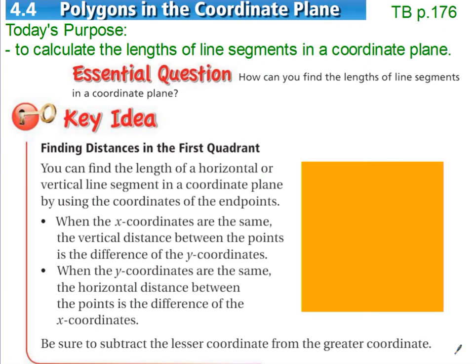Today's lesson is 4.4, polygons in the coordinate plane, and I'm on page 176 in the textbook. Okay, today we are going to calculate the lengths of line segments in the coordinate plane. Our key idea is going to be finding distances in the first quadrant today.